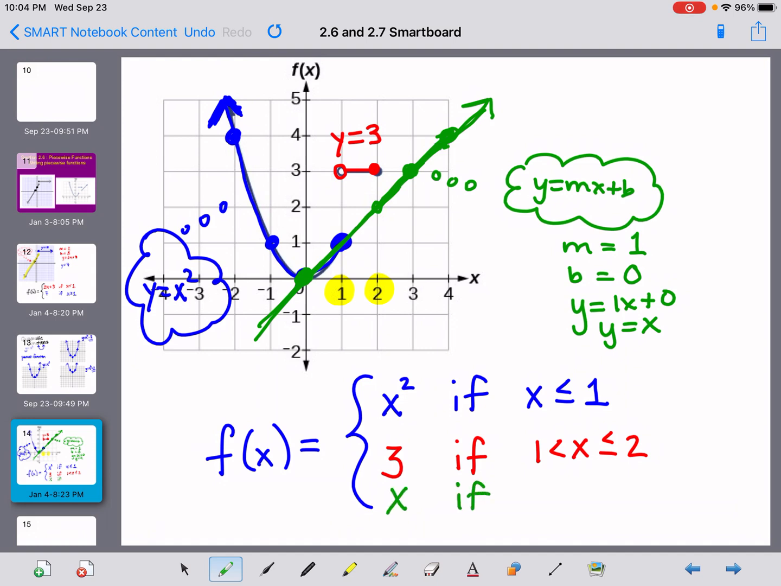If, when was I using this green line? Let's go back and find that open circle. That open circle was at an x value of 2. So if x is greater than 2.